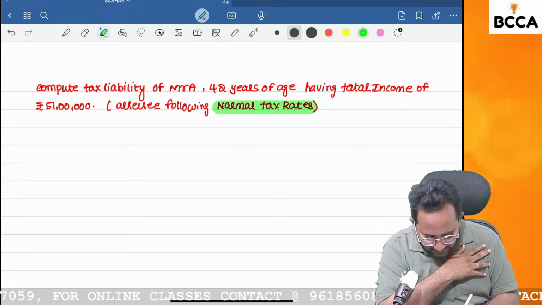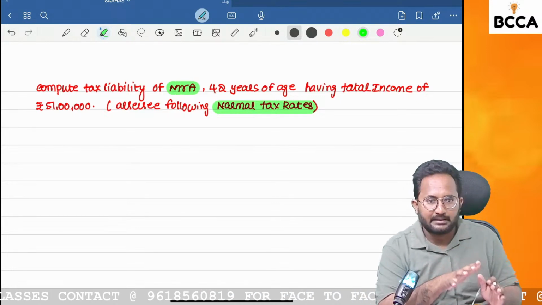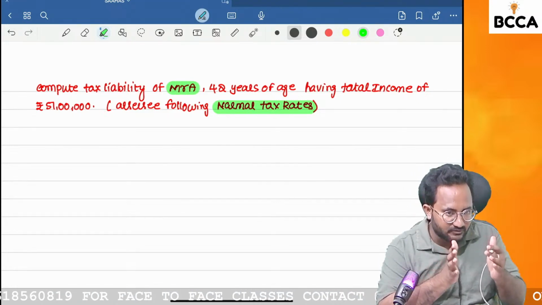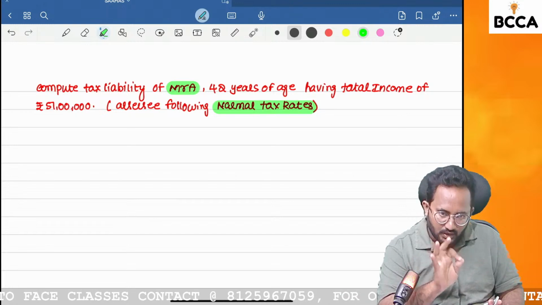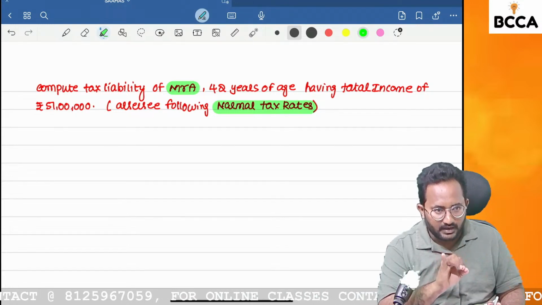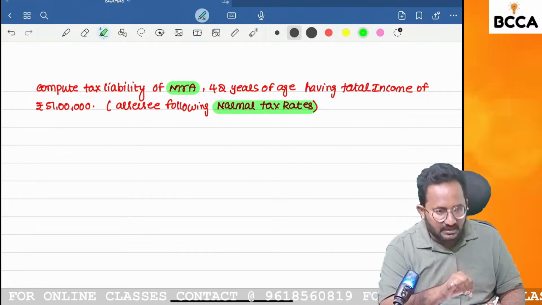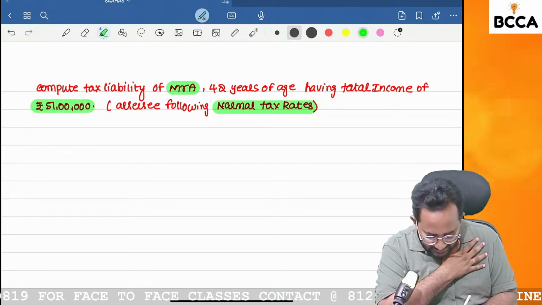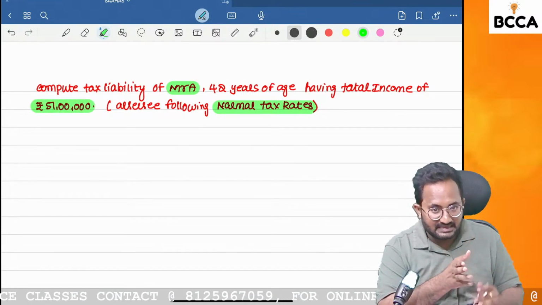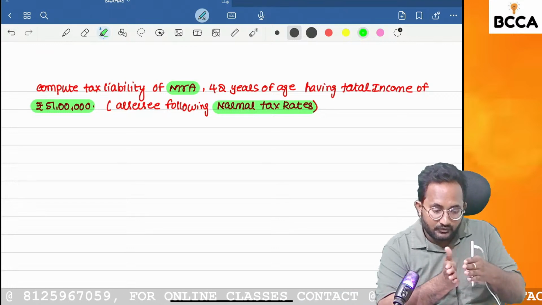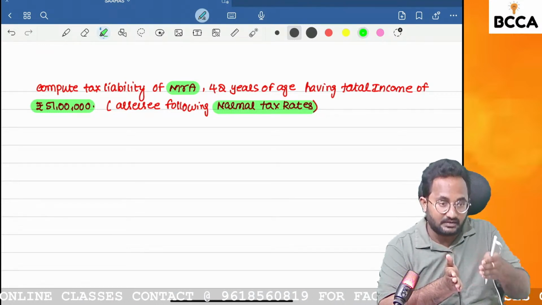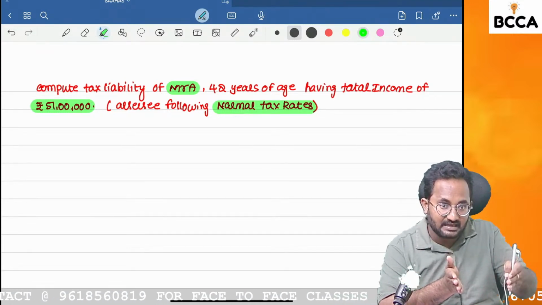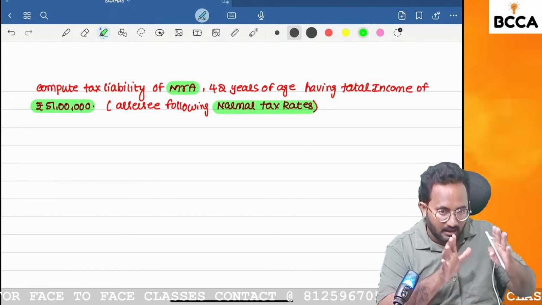SSE is an individual. You have to think about what the basic limits for surcharge are: 50 lakh, 1 crore, 2 crores, 5 crores. If it is a company, 10 crore. In this situation, 51 lakh is given, so the surcharge applies only on the amount over 50 lakh. In addition, if they give 1 lakh, 2 lakhs, 3 lakh, there is a chance of getting marginal relief.